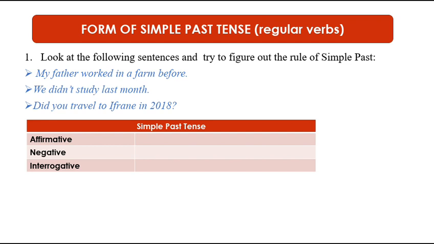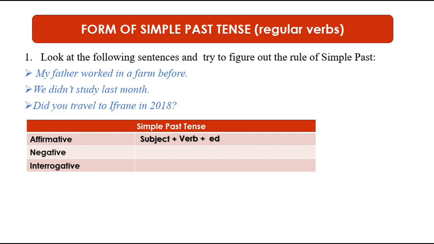Okay, so my father worked on a farm before. This sentence starts with my father. My father in this sentence is what? Is a subject, good. And it is followed by work as a verb. Yes, the verb work plus what? Plus ed, because it is in the past. So to put a verb in the past simple of regular verbs, we add an ed to the verb. Yes, this is the affirmative, of course.